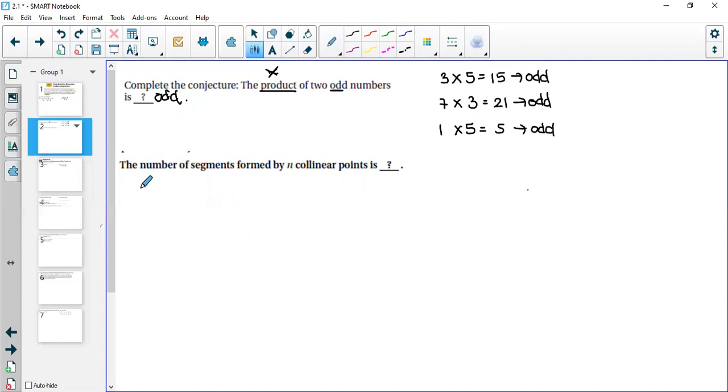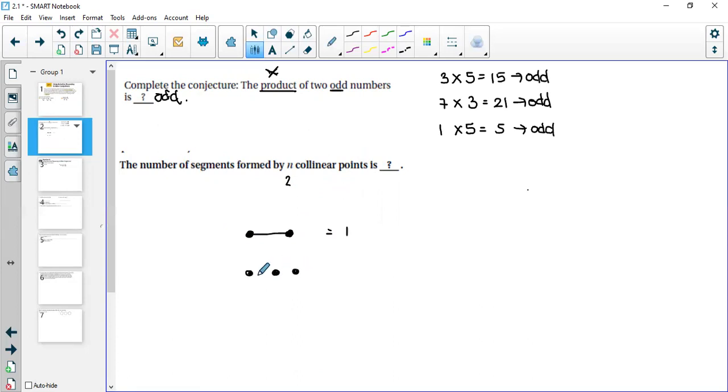Okay, so the next one here is the number of segments formed by n collinear points. Now you might say, what is this n collinear points? If you are confused on what to do in these cases, you just need to replace the number n with a number. So we could replace n by 2, for example. They want you to find the number of segments formed by n collinear points. So, for example, if I have 2 collinear points, how many segments can be formed here? It can be 1. What if I have 3 collinear points?